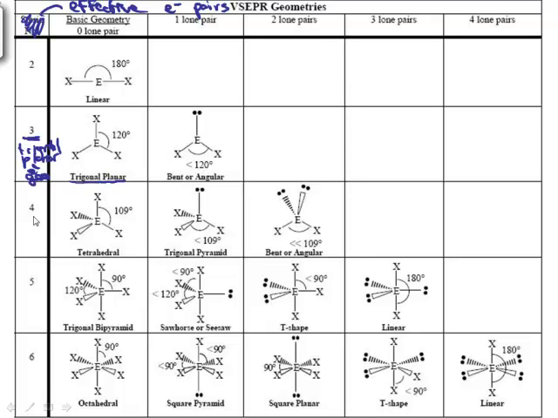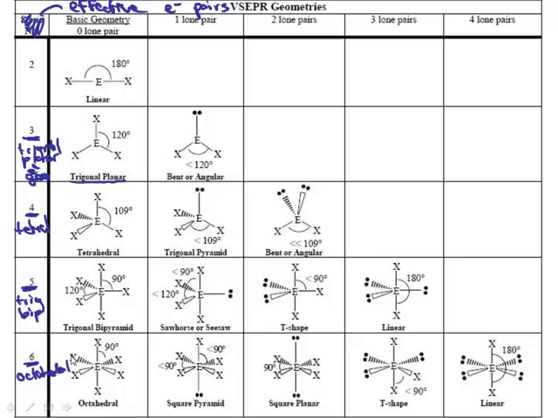Anything with 4 pairs of electrons is going to be what? Tetrahedral. Anything with 5 electron pairs is going to have what electron pair geometry? Trigonal bipyramidal electron pair geometry. Anything with 6 is going to be what? Octahedral. Okay? And so now what the chart tells you is, okay, well, I've got a trigonal planar electron pair geometry. If I have 3 all bonding pairs, no lone pairs, it's going to be a trigonal planar molecular geometry. If I have 1 lone pair, it's going to be a bent geometry.